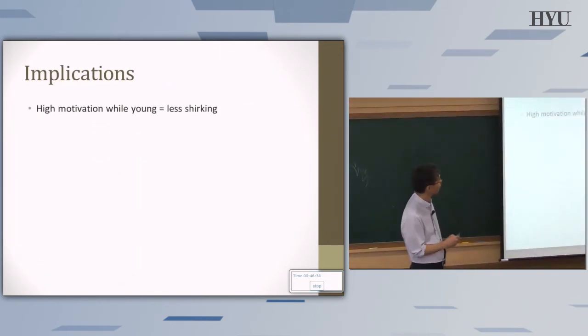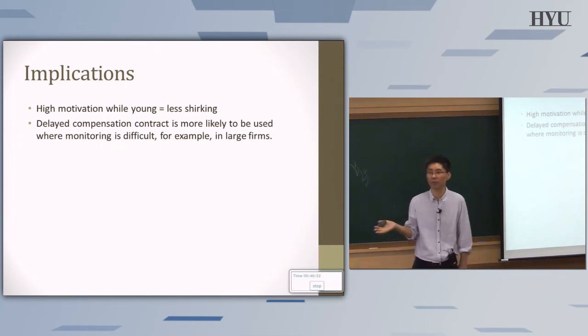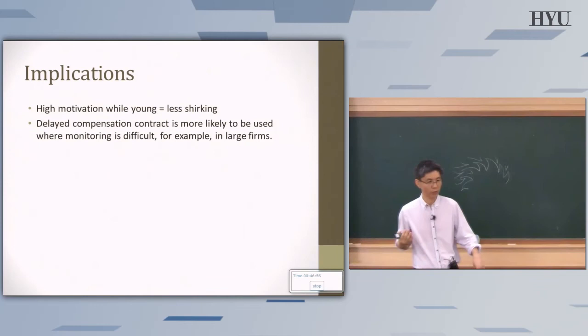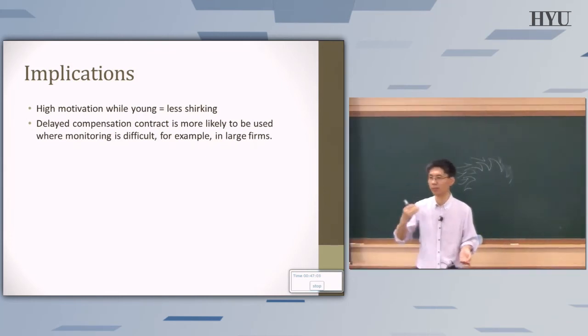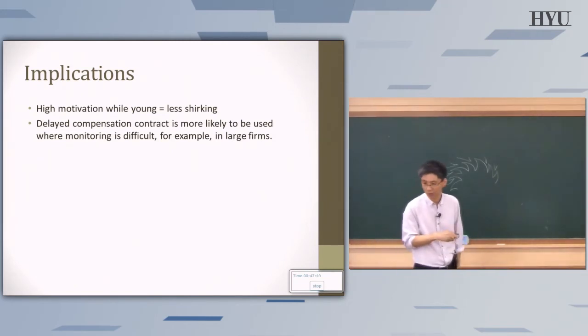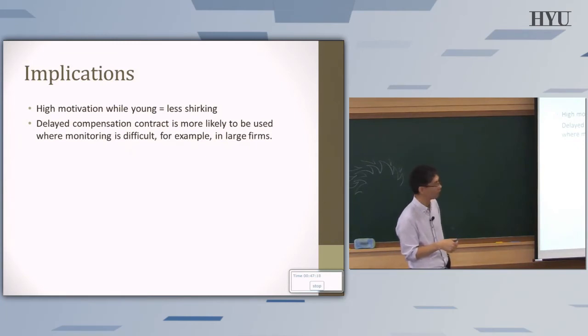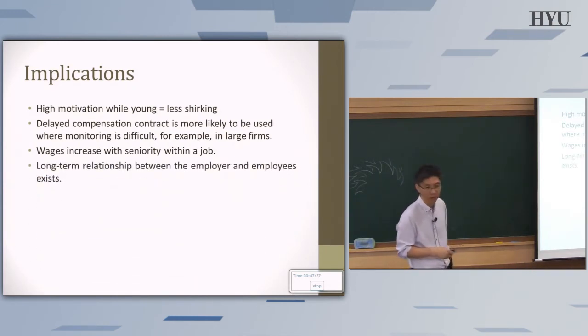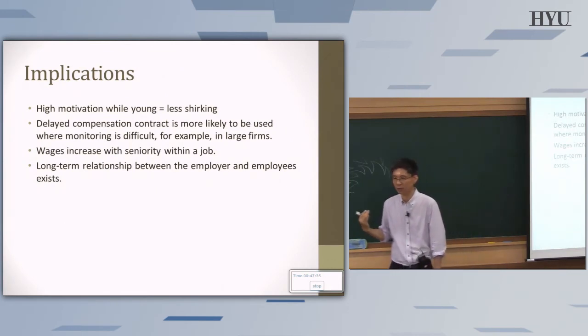So the implications are high motivation while young: workers will be highly motivated to keep this job, so there will be less shirking. The delayed compensation contract is more likely to be used where monitoring is difficult, in large firms, for example. Monitoring is finding out who's working hard or who's shirking. If it is difficult, then you need a system to make them work really hard. One way of doing it is to pay by seniority. So in large firms, where monitoring is difficult, they are more likely to delay the compensation, and wages increase with seniority within a job. Not because workers become more productive, but because this seniority-based pay provides an incentive to work hard.